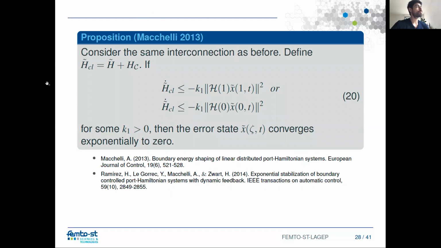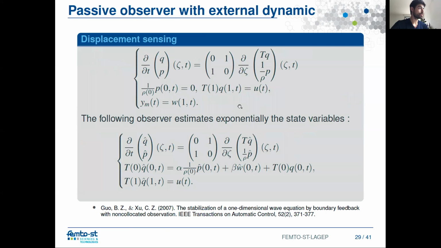Then we have another proposition where we can prove the exponential convergence. In this, it's more difficult to prove it, but we have the condition that the total energy, meaning the energy of the error system plus the energy of the external dynamic, matches one of these two conditions, then we have exponential stability. We have only to prove one of these two.